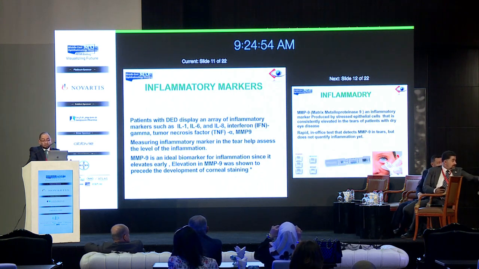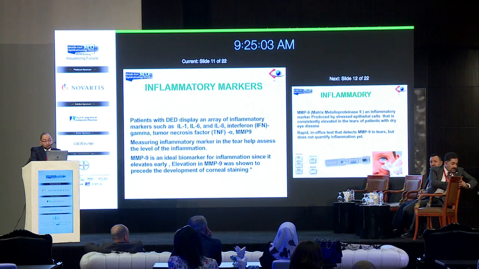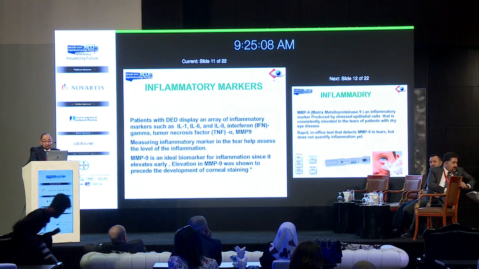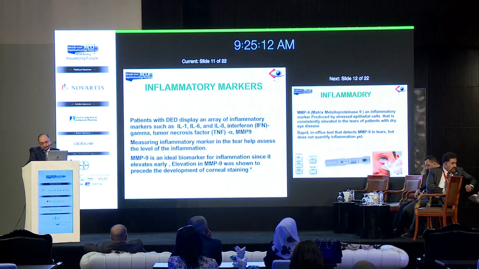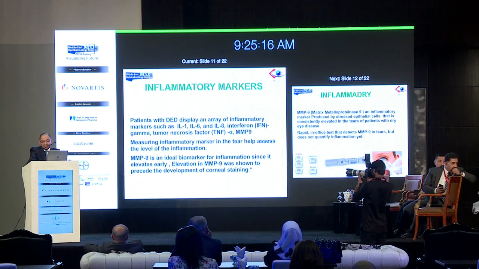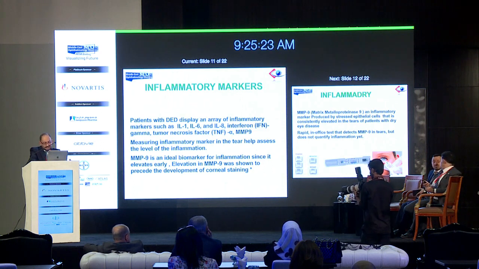It started from MMP9, interleukin 1, interleukin 6, interleukin 8, interferon, and the tumor necrosis factor. Measuring inflammatory markers in the tear helps assess the level of inflammation, but it's not practical in our center. It's very difficult. Now, MMP9, when we are measuring it, it's not specific for dry eye, but we can have it as a guideline for a regression of the inflammation.